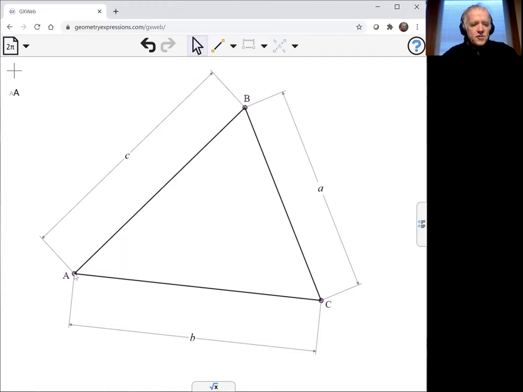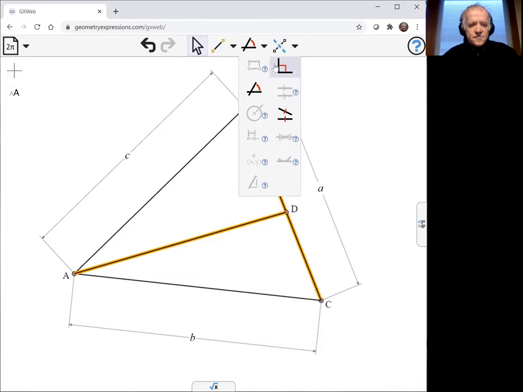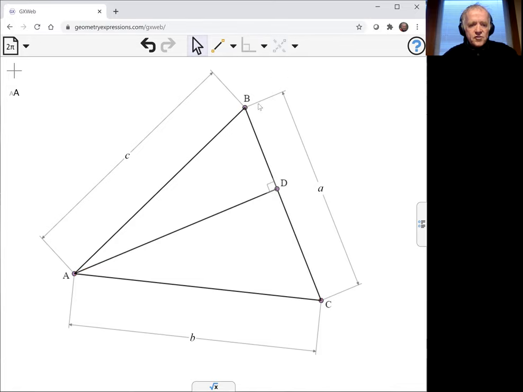And we're going to put in the altitudes. Remember, there's a couple of ways of doing altitudes. One way is just to draw something that looks like the altitude and then constrain the right angle. But the other short circuit is to choose the point and the line and the perpendicular constraint, and it shoots a perpendicular from that point to the line.